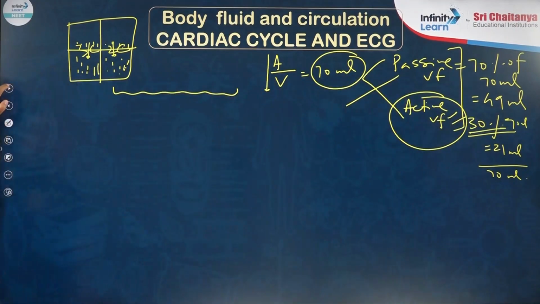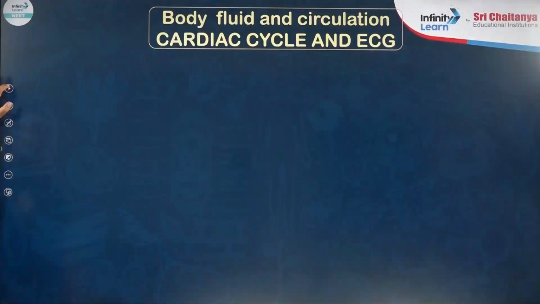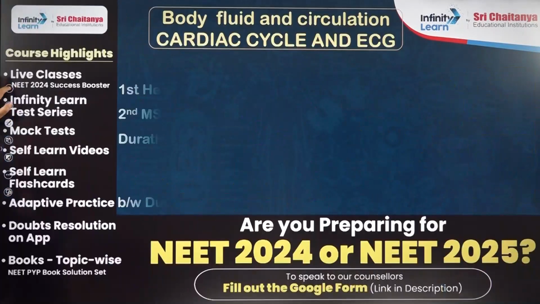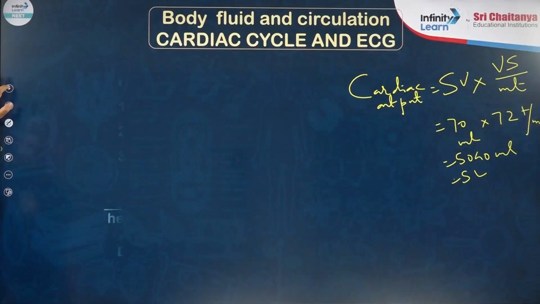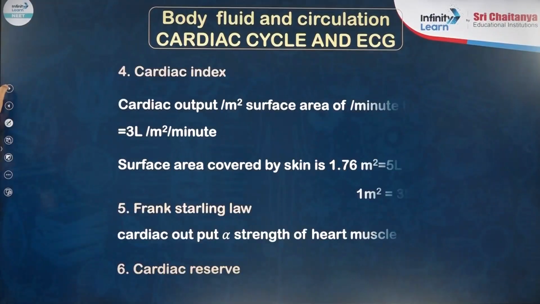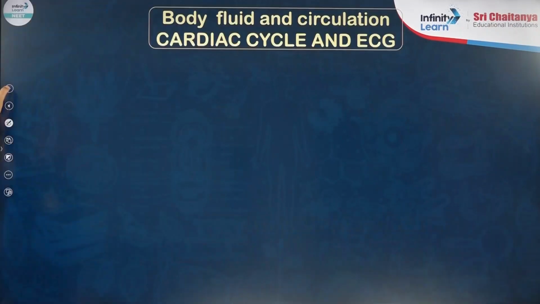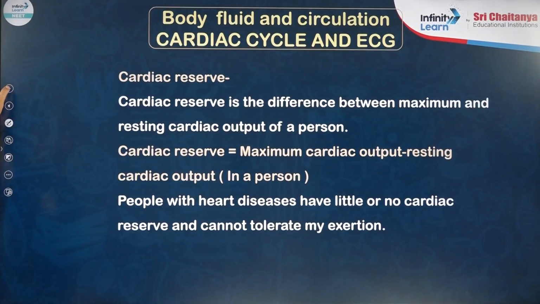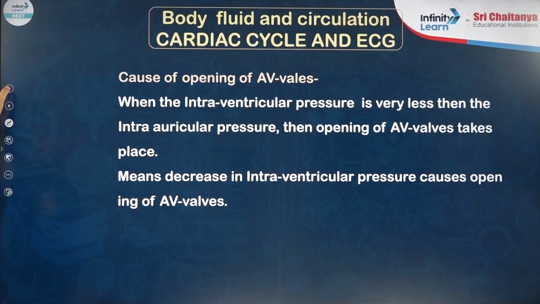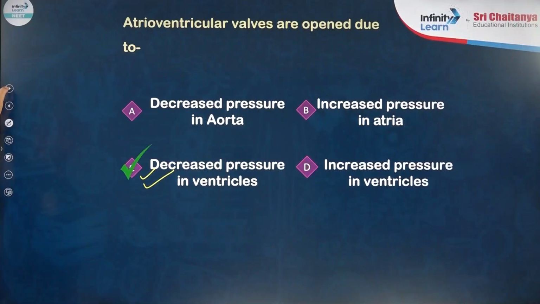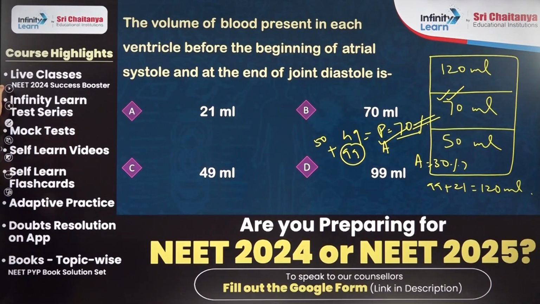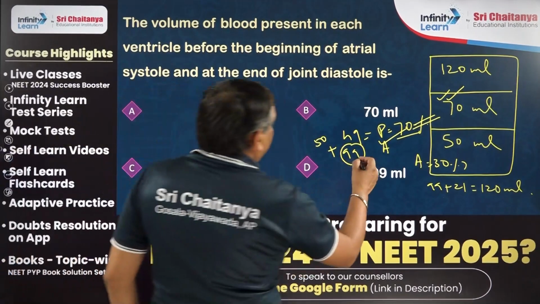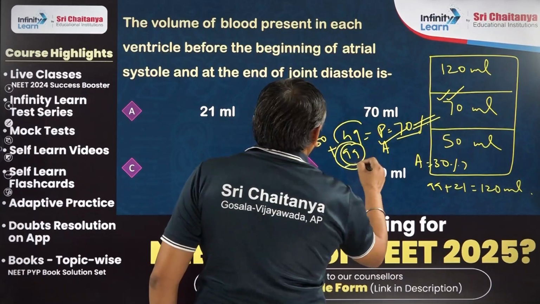So you have to keep in mind, first there is ventricular filling, passive. Second, there is ventricular filling, active. So 70% of the 70 ml is coming by the passive ventricular filling. How much is already present in the heart? 50 ml. Again, how much enters? 49 ml. So total 99 ml.